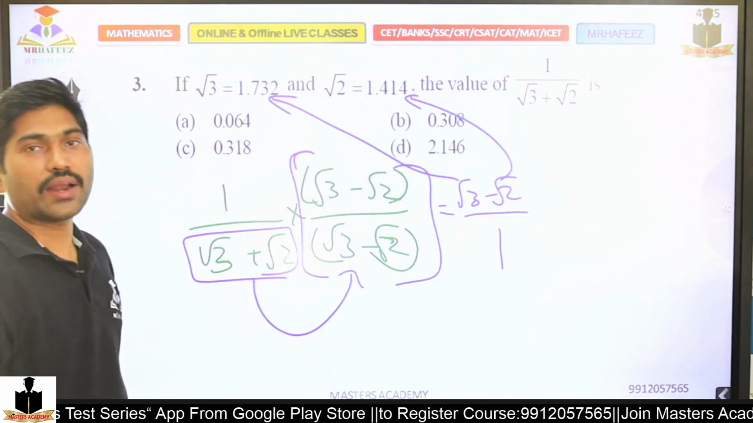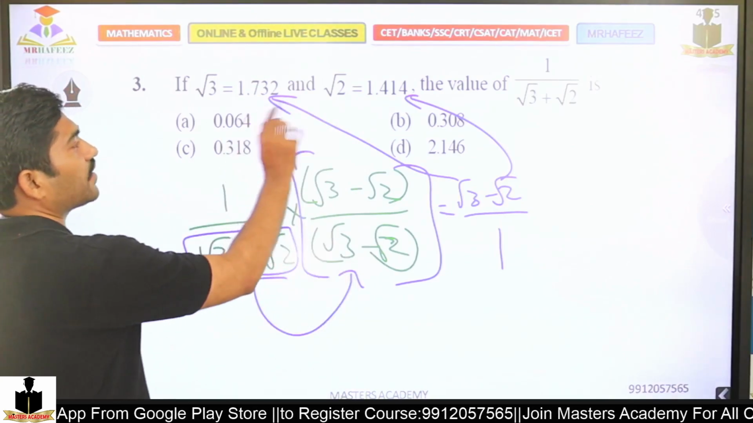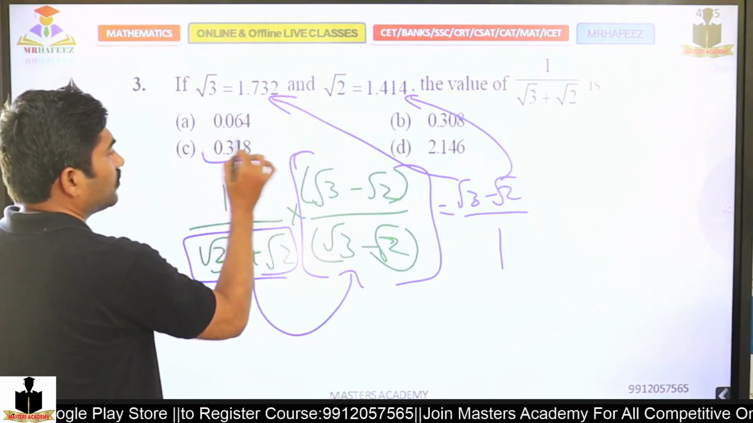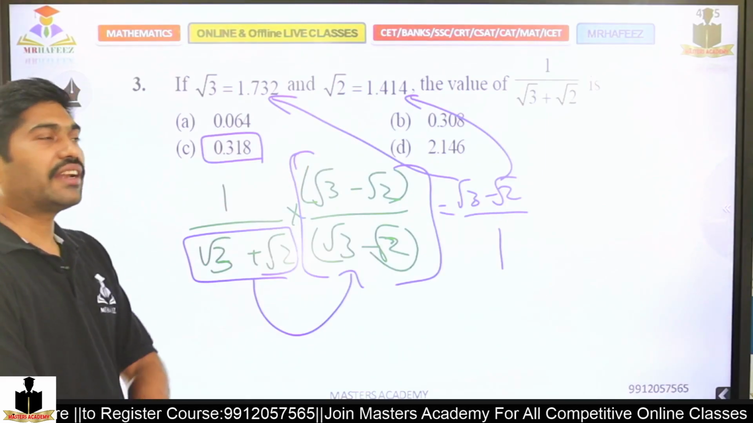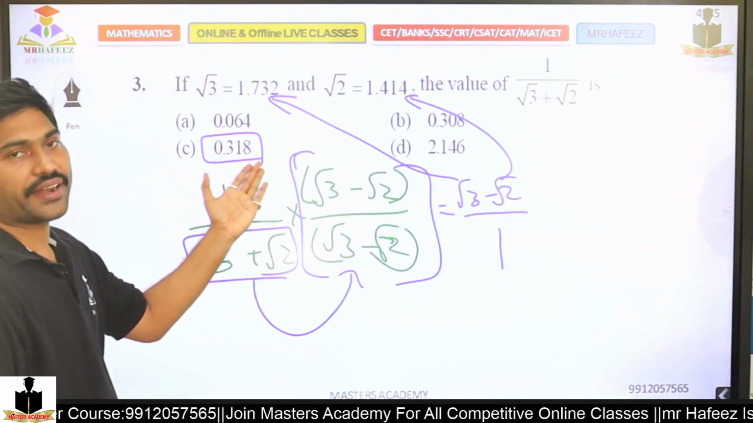1.732 minus 1.414. If I subtract, the value is 0.318. The value is 0.318.